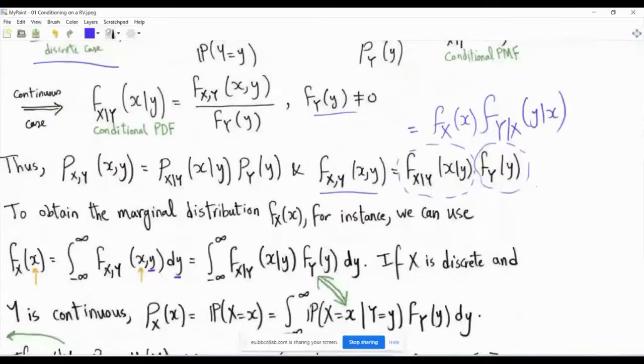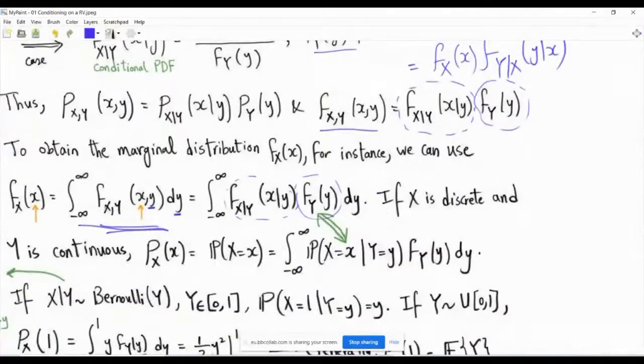Okay. So we need the joint, for example, to obtain the marginal. If you know the joint distribution, how can you obtain the marginal? If you want the marginal PDF of X, then you integrate with respect to the other variable, which is y here. And now it is possible to take this expression and write it as the integral of the PDF of Y multiplied by the conditional PDF of X given Y.